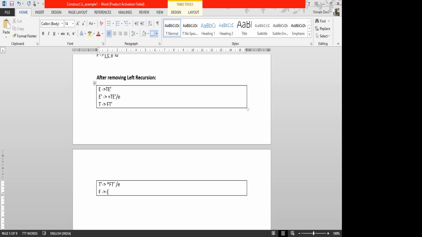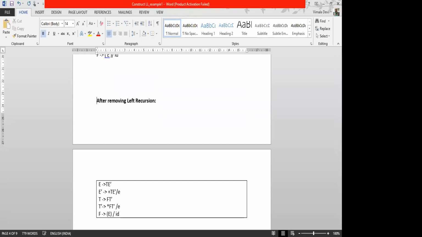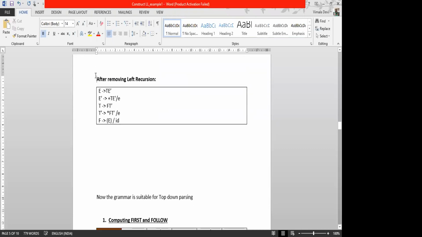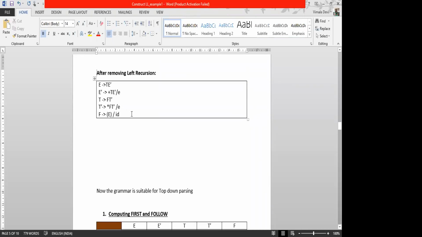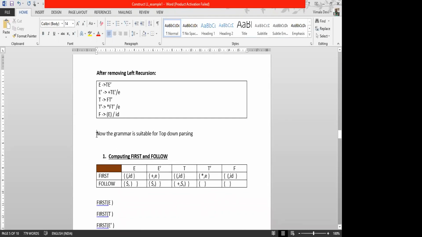F derives E or ID. We have to retain it as it is. I'll just show you the grammar now. Now this grammar is suitable for top-down parsing. Okay. Now with this grammar only you can construct an LL1 parser.